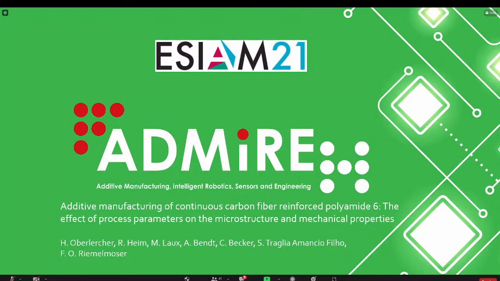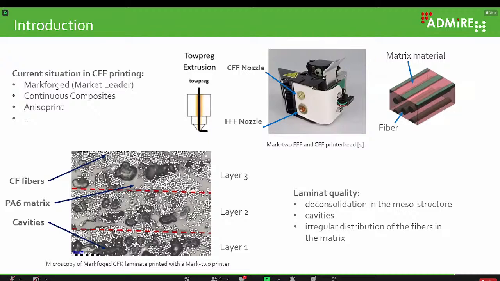So, hello everyone. I will present you our research results about additive manufacturing of continuous fibers. First of all, we analyzed and worked with the Markforged printing system. They work with a pre-preg filament, in which the reinforcing fibers are distributed in the matrix material. This filament is melted with the printing nozzle, and with this nozzle, the filament is printed to the composite.